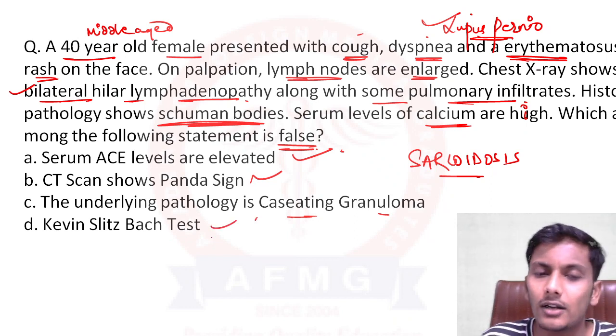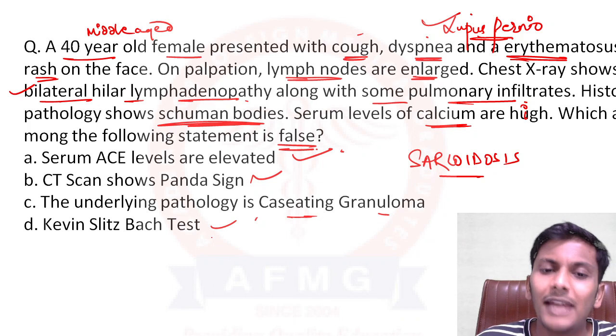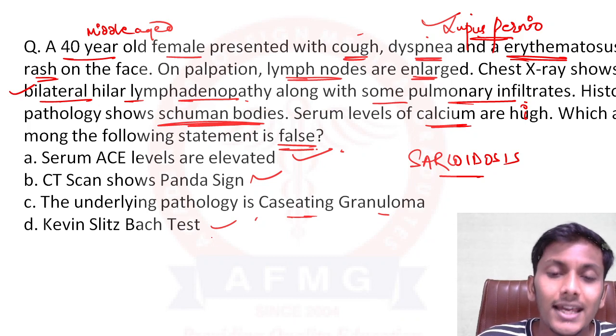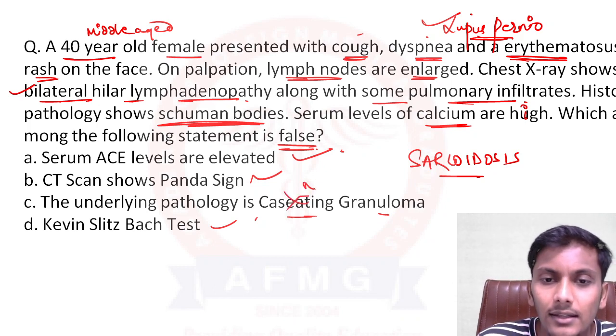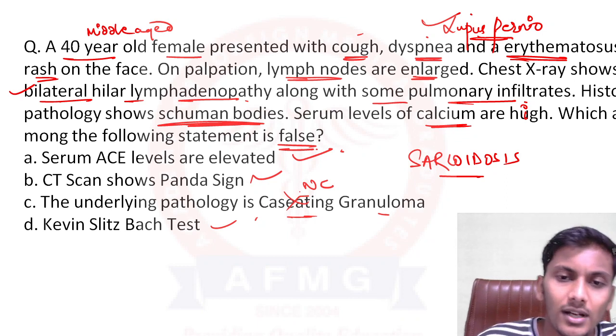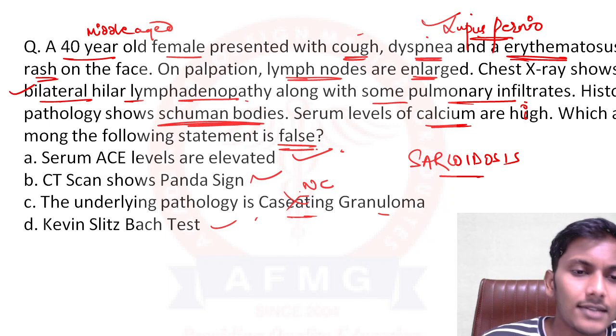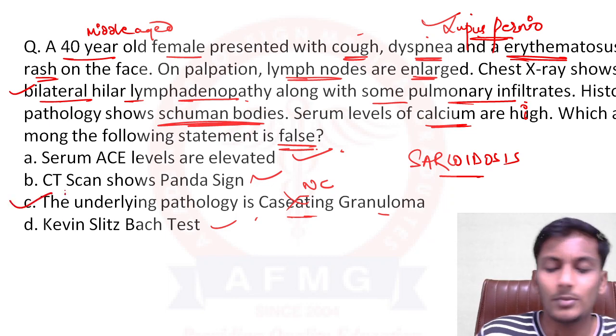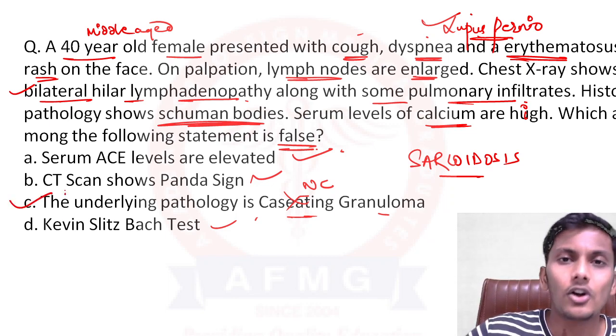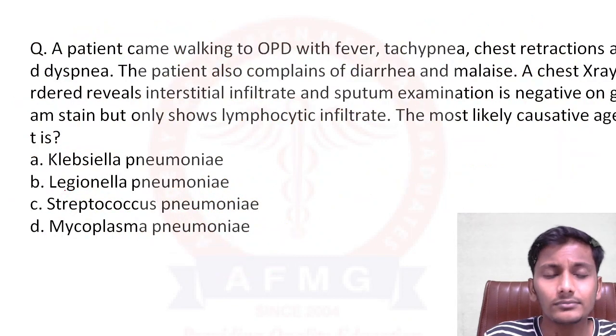So what is the wrong statement in this? Option C. The underlying pathology in sarcoidosis is not caseating granuloma, rather it is non-caseating granuloma. Caseating granuloma is seen in tuberculosis and not in sarcoidosis. Sarcoidosis has non-caseating granuloma. Therefore option C is the wrong statement. It is your answer. Next question.